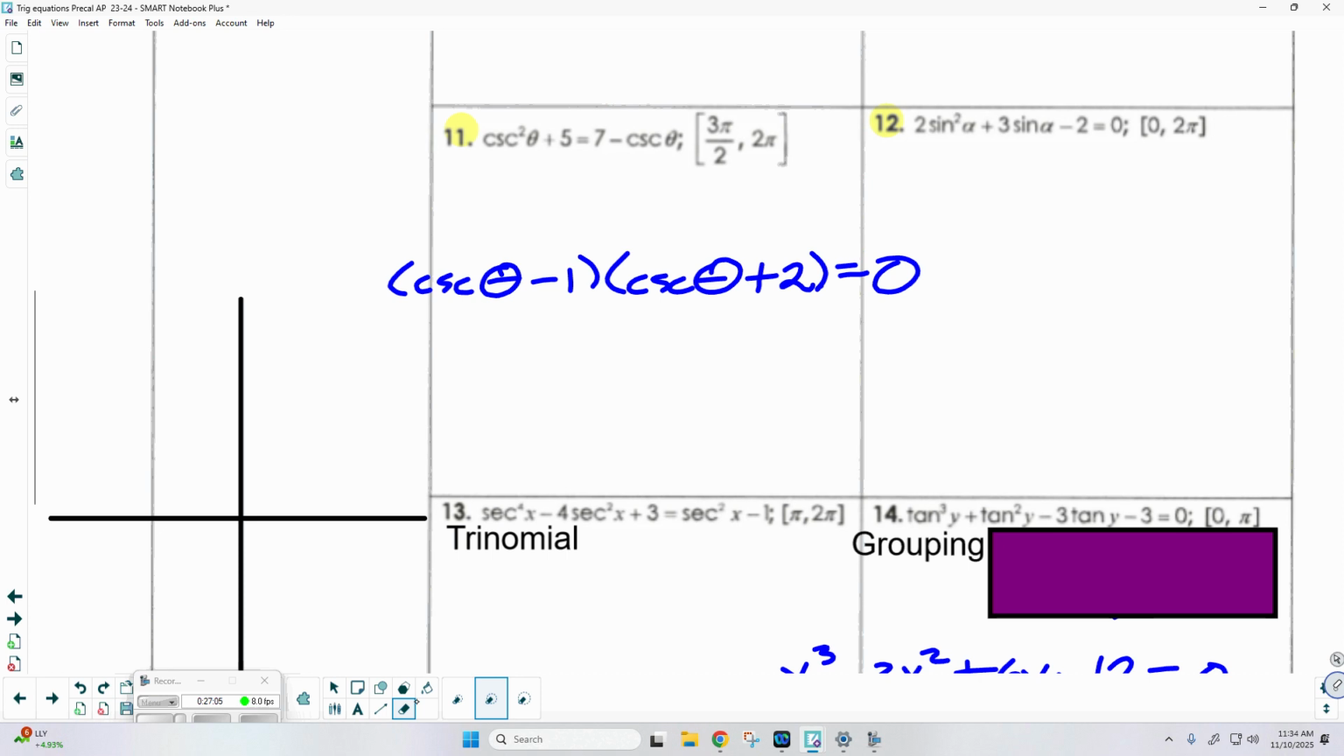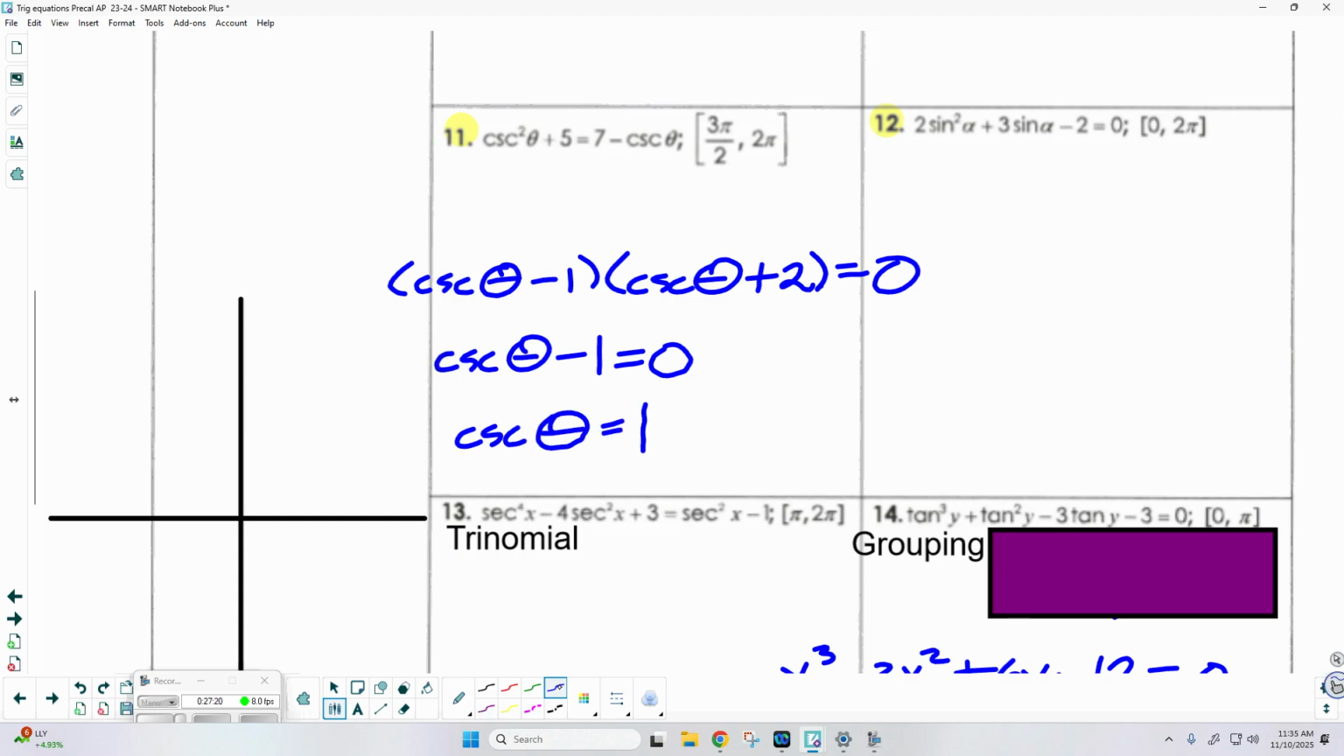Only after I set it equal to 0. Okay, so now I've got to take this first group. So if cosecant of theta minus 1 equals 0, now I can go ahead and add 1. So cosecant of theta is equal to 1. And don't forget, we still have to solve the other part as well.